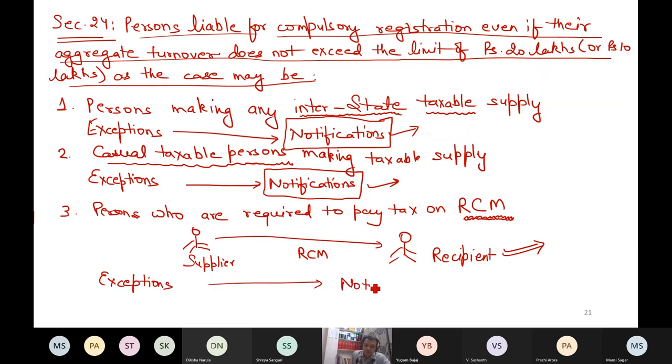Those exceptions are through notifications of section 23 subsection 2. I will discuss that later. So these are the first 3 points. In total we have 11 or 12 types of persons who must take registration as per the provisions of section 24. It's compulsory on them. There is no choice. Persons making interstate taxable supply, casual taxable persons making taxable supply, persons who are required to pay tax on reverse charge mechanism basis. Fourth point.